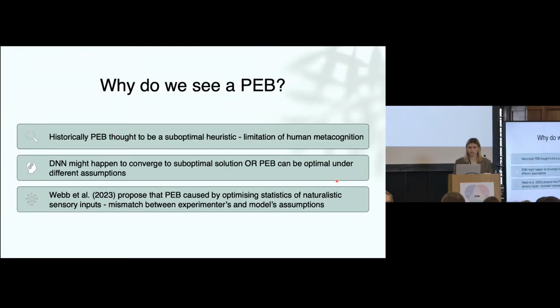So why do we see positive evidence bias? Historically, it was thought to be just a suboptimal heuristic, so a natural consequence of human limited metacognition. However, the fact that neural networks that were specifically trained to estimate their confidence also show the same bias as humans suggests that there may be something more going on here. So Webb and colleagues propose that positive evidence bias might be caused by optimizing statistics of naturalistic sensory inputs, so a mismatch between experimenters and models' assumptions.